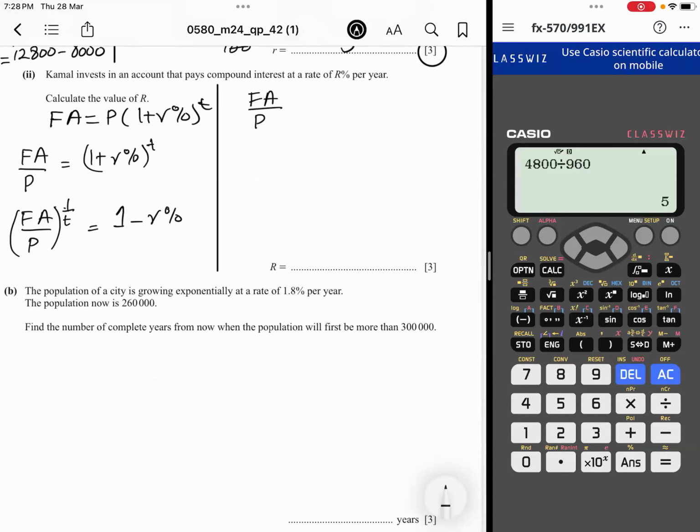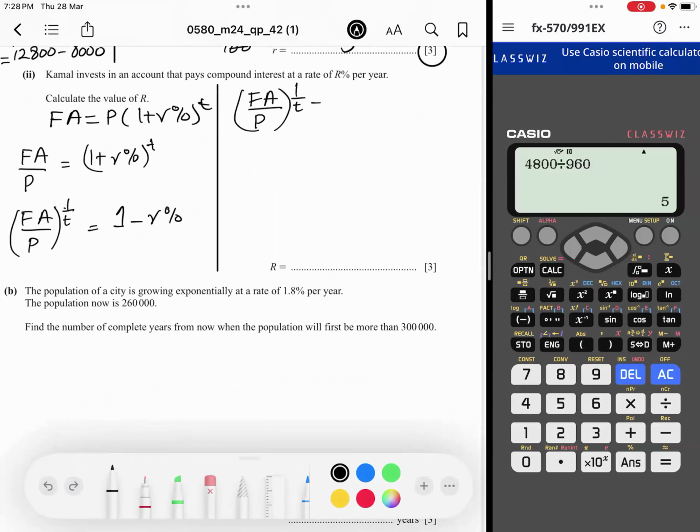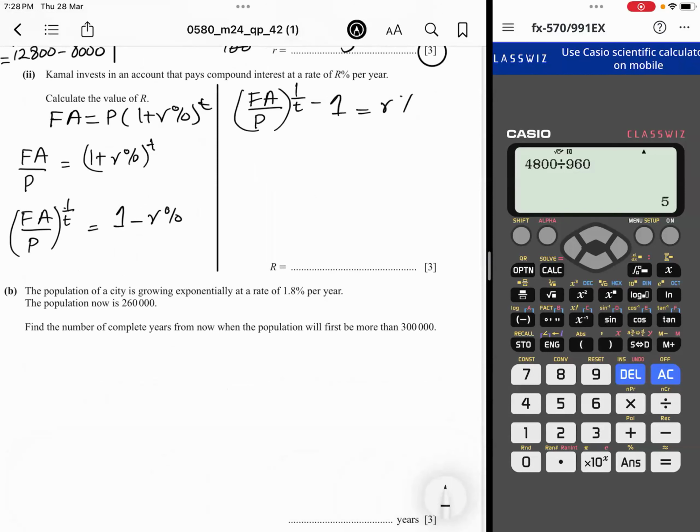Final amount divided by P, whole power 1 by T, minus 1, is equal to R%. So let's find out R% and put the values. So final amount was 12,800. That was 8,000 he invested. Whole power 1 by 12.